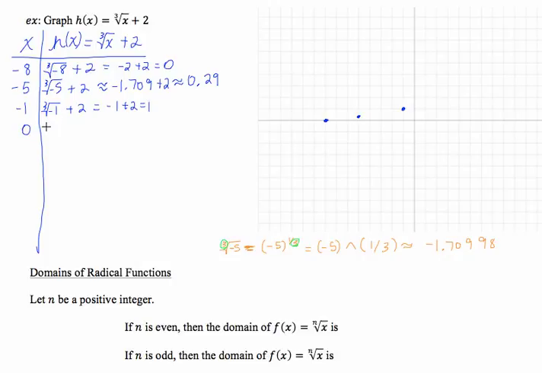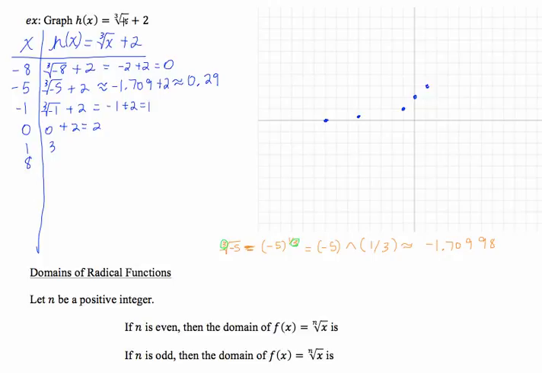Plus 2 is 2. So 0, 2. And there we can see it's starting to get some curvature to it. Let's try 1. Cubed root of 1 is 1. Plus 2 is 3. I'm just going to do these in my head. Next perfect cube would be 8 again. Cubed root of 8 is 2. Plus 2 is 4. So 1, 4.